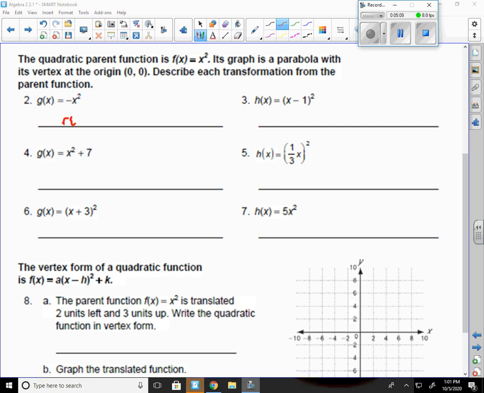So reflect over the x. What's the difference between reflecting over the x and reflecting over the y? If that negative had been in parentheses, that would reflect over the y. Number 3, here I have x minus 1 squared. Because it's minus 1, it means that I move to the right. So I'm shifting this to the right by 1 unit.